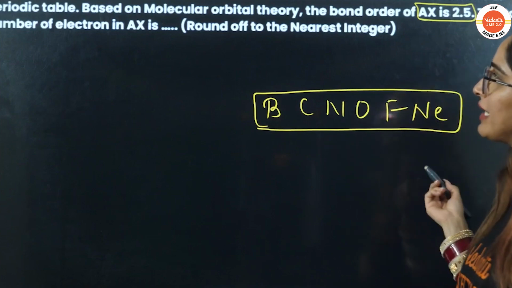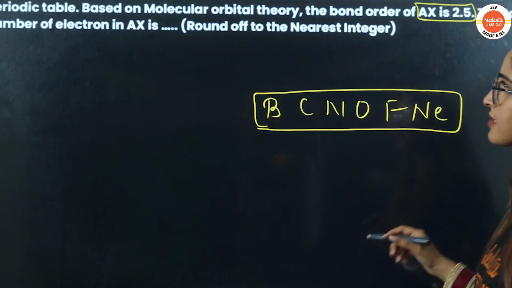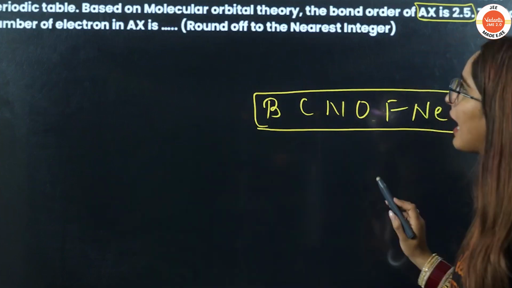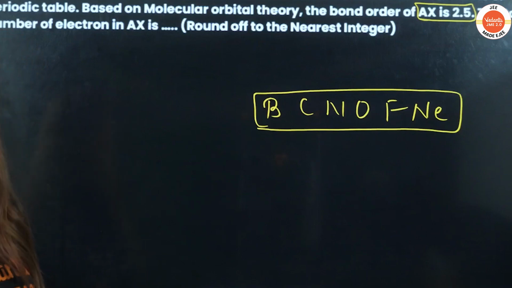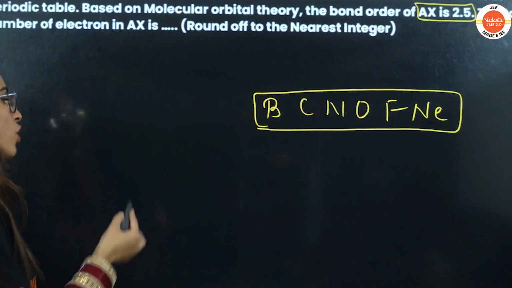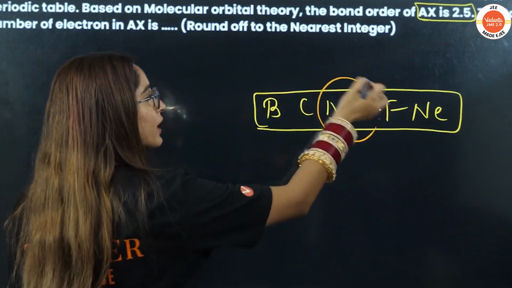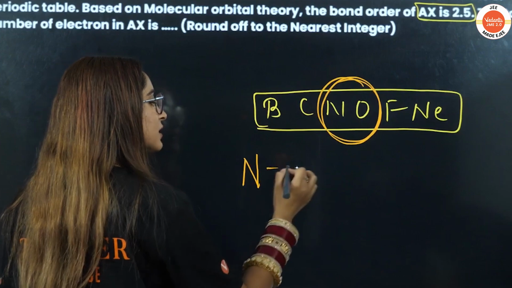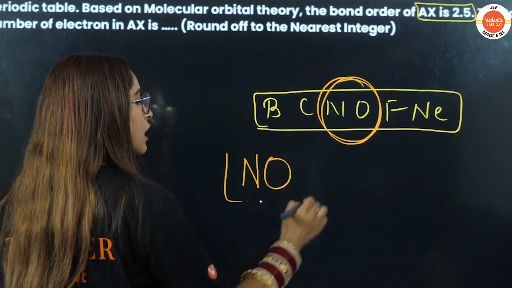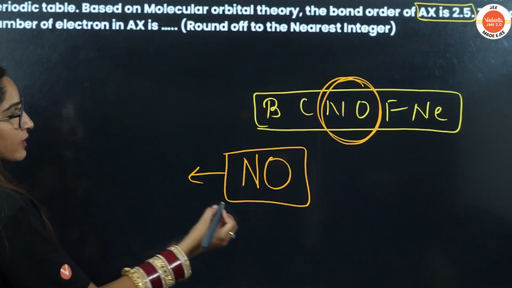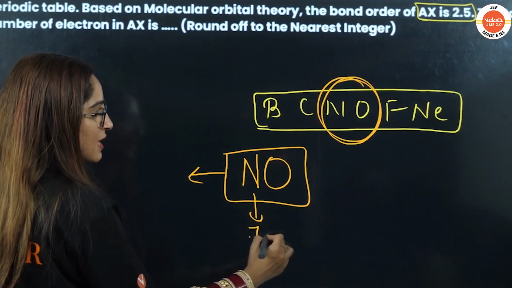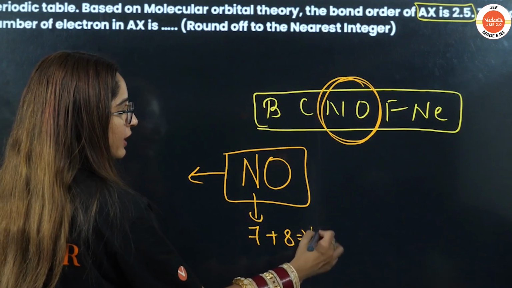Now they are saying it is a diatomic molecule, and A and X are different, so it cannot be O2. O2 is also not 2.5, it is 2. So here the only option we are left with is NO. NO is a covalent diatomic molecule. If you talk about the bond order here, how many electrons does this have? This has 7 plus 8, total 15 electrons.